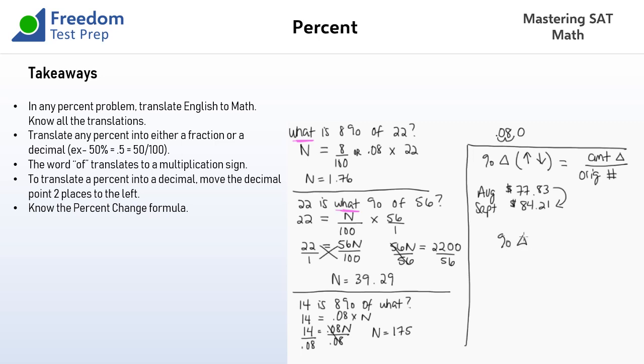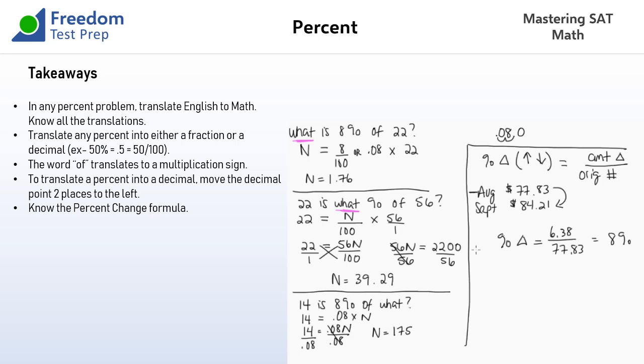So the percent change is, okay, here we go. 6.38 over the original number, which is our August. That's the number that they first gave us, 77.83. And then when we divide that out, we get 8%. Okay, there it is. So these are your basics.